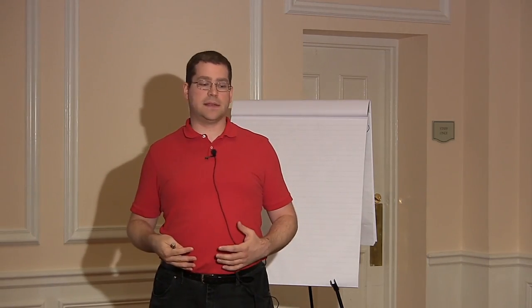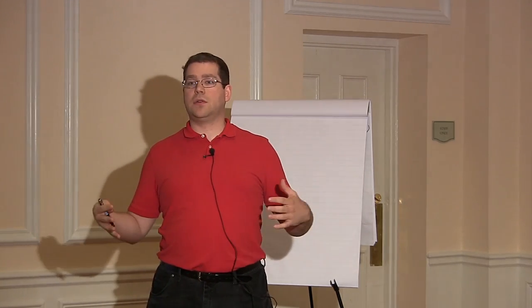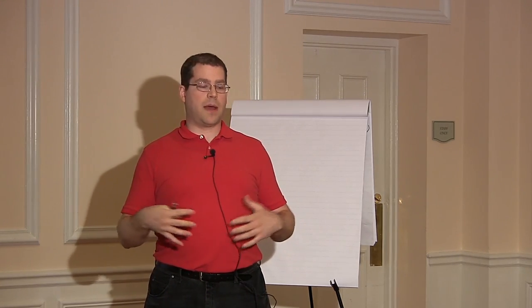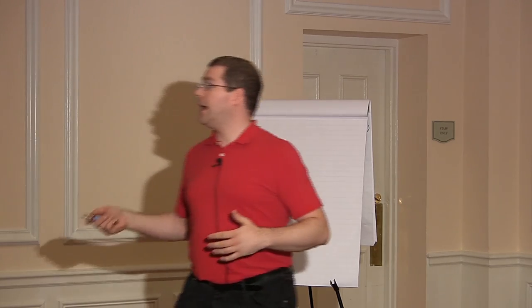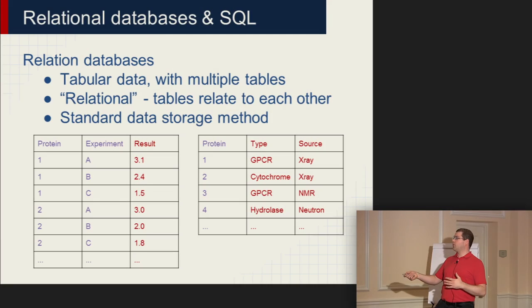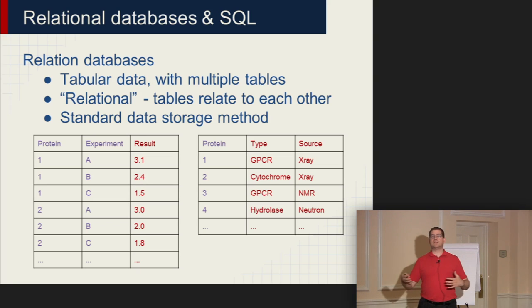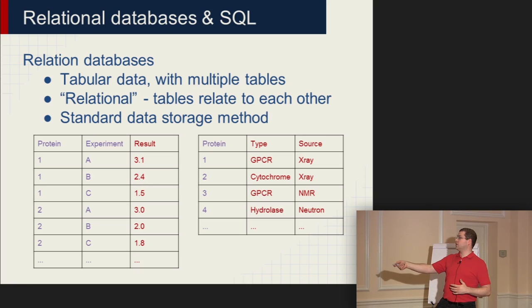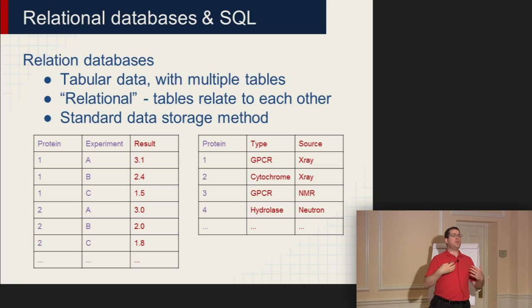And the way the features reporter works is it takes advantage of relational databases. Relational databases are a way to represent complex data by breaking it down into simpler forms, and they represent data in a tabular format. So you have things like protein, experiment, and result, and you have lines for this result, for this protein, in this experiment. And it's relational because there are multiple tables, and each of the entries in the tables can relate to other tables. For example, here you have various entries for protein 1 and protein 2, and you can have more information on protein 1 and protein 2 in a different table.